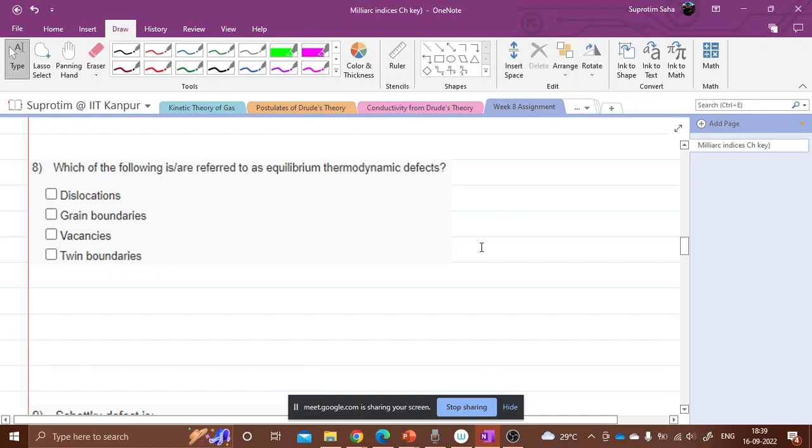Which of the following are referred to as equilibrium thermodynamic defects? These are defects that depend on temperature, and as you know, it's not dislocations; vacancies you can have depending on temperature, how many vacancies you can have. So in the equilibrium scenario, the thermodynamic defects are the vacancies.